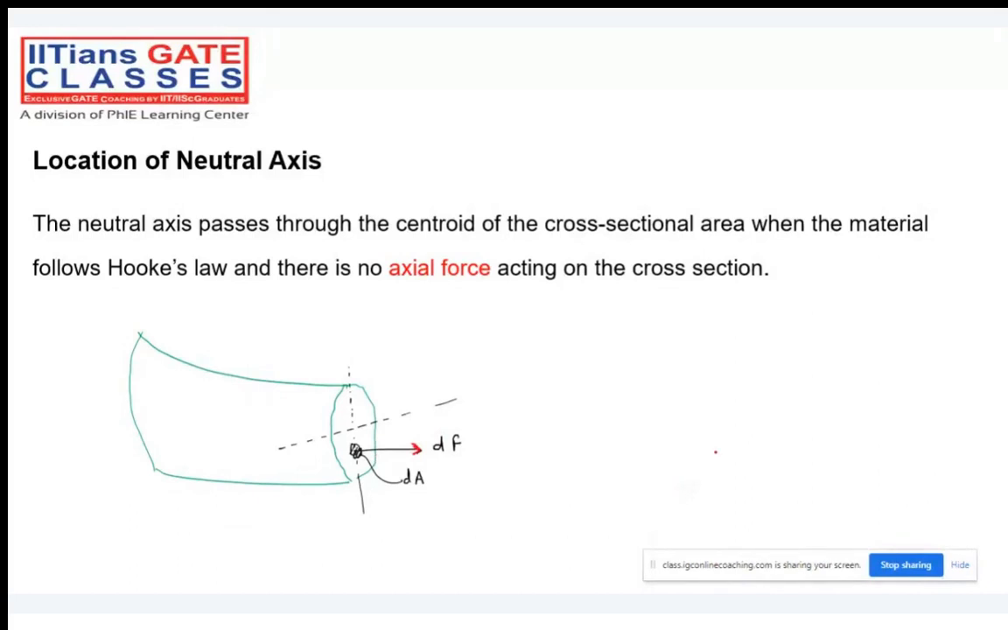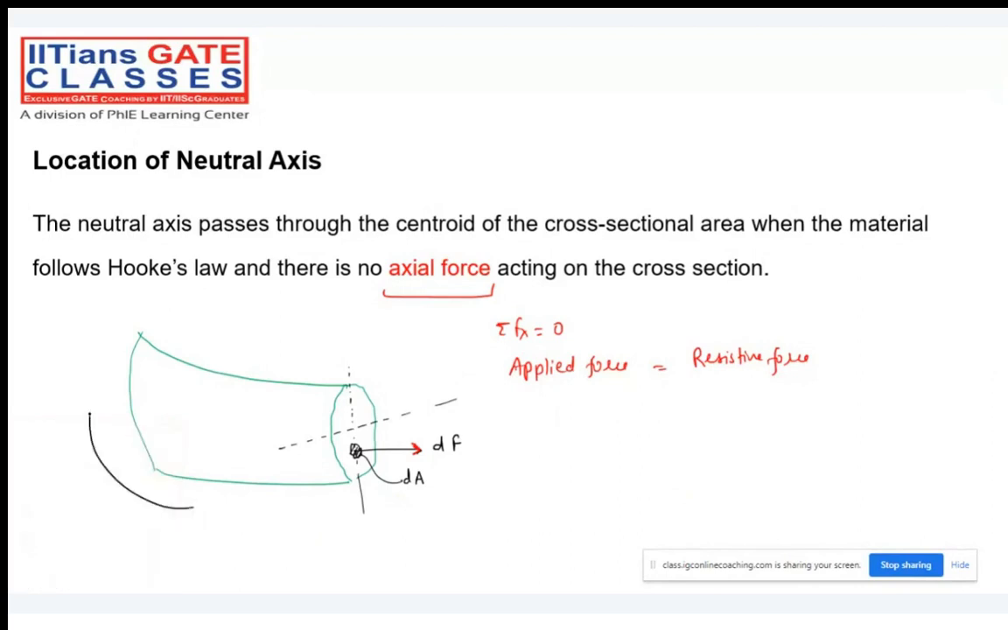The neutral axis is passing through the centroid, but we have to prove it. And in fact, there is no axial force, right? When there is no axial force, that means externally we are not applying any amount of axial force. So the summation of forces in the horizontal direction is equal to zero. That means the applied force is equal to the resistive force. Resistive force will be there because of the bending, but the applied force will not be there in the axial direction.